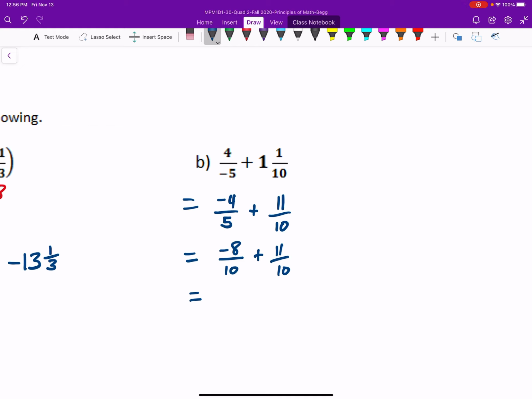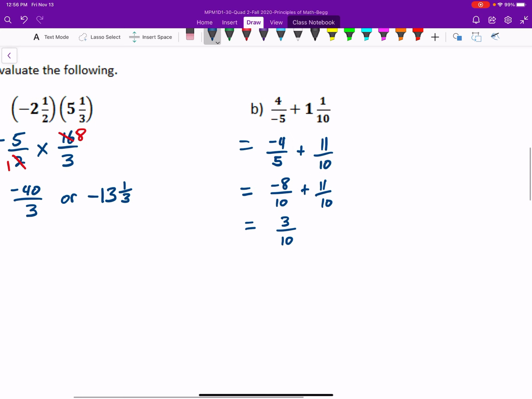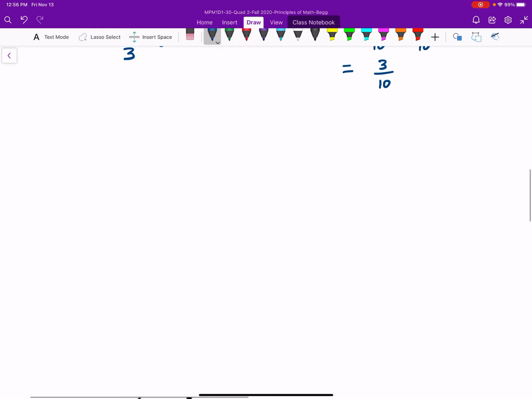-8 plus 11, remember what we've done in some previous lessons. I could just do 11 minus 8 and take the sign of the bigger one, which is positive. So I'd end up with 3 over 10. And I can't reduce that. And I can't change that to a mixed number because it's not improper either. That's my only possible answer.